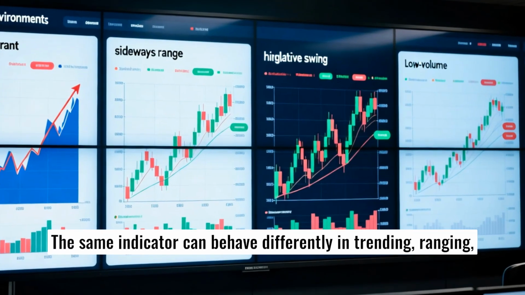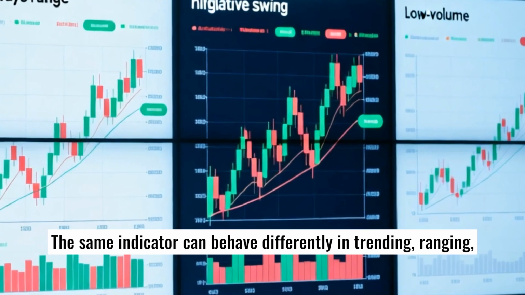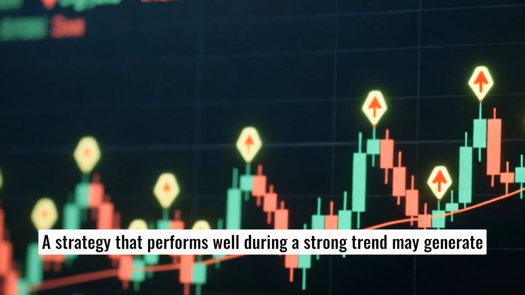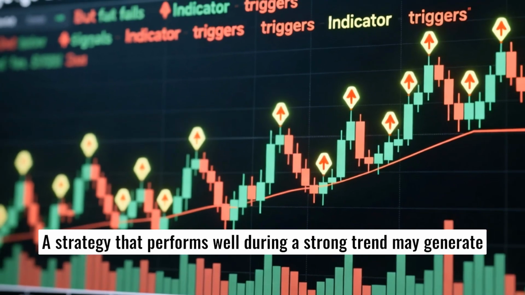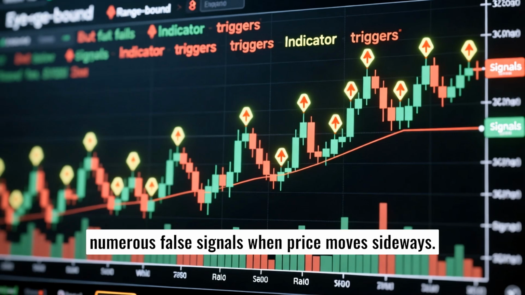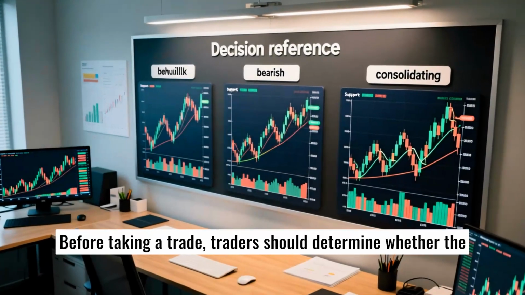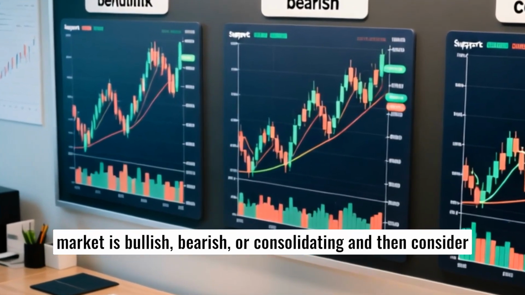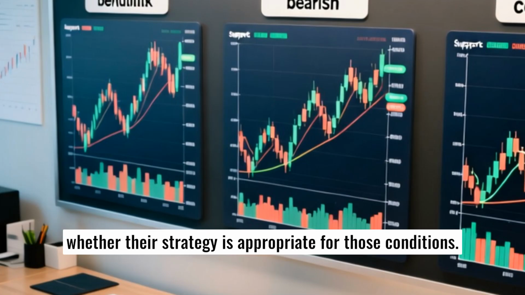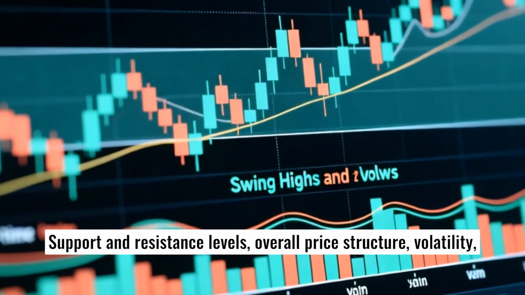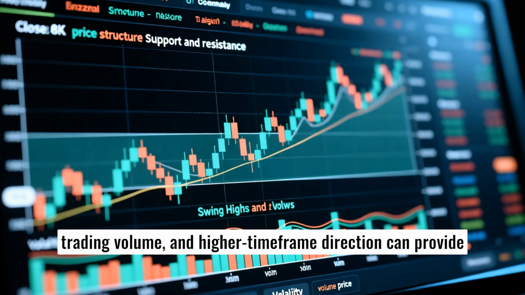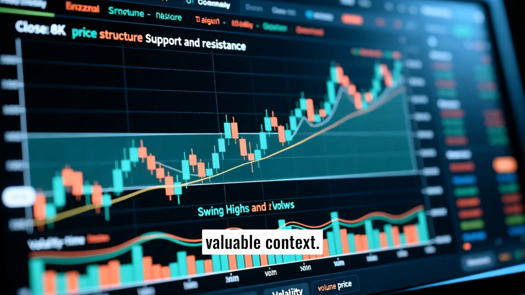The same indicator can behave differently in trending, ranging, highly volatile, or low-volume markets. A strategy that performs well during a strong trend may generate numerous false signals when price moves sideways. Before taking a trade, traders should determine whether the market is bullish, bearish, or consolidating, and then consider whether their strategy is appropriate for those conditions. Support and resistance levels, overall price structure, volatility, trading volume, and higher time frame direction can provide valuable context.